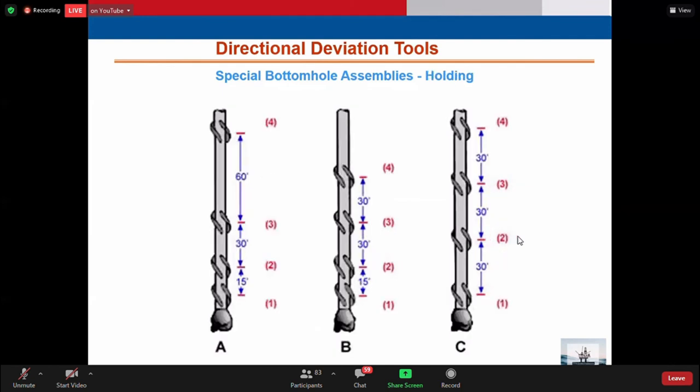Also, if I want to hold the angle, I will place more stabilizers over the leach area over the water mode assembly, so I can keep the hole in the desired direction. There are many configurations that I can have without using any tool.